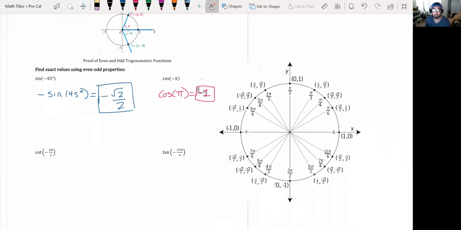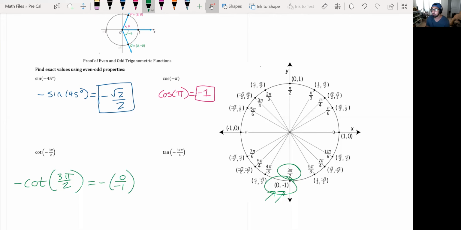Okay. And then the cotangent of negative 3 pi over 2. Cotangent is an odd function, which means we can pull the negative out. So you'll get negative cotangent of 3 pi over 2. Now, look at 3 pi over 2. Look at the coordinates. Cotangent puts x over y. Cotangent puts 0 over negative 1. So that negative out front's not going to matter, right? Because you'll have negative times 0 over negative 1, which just happens to be 0.